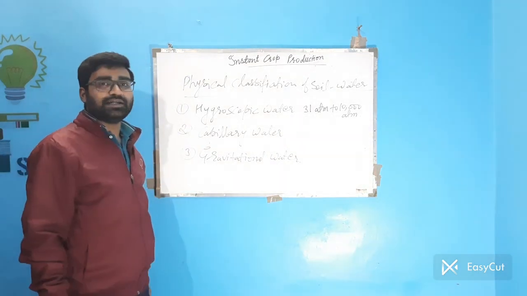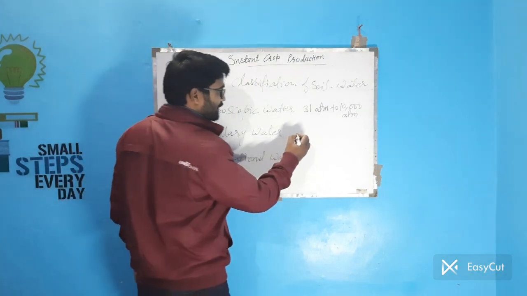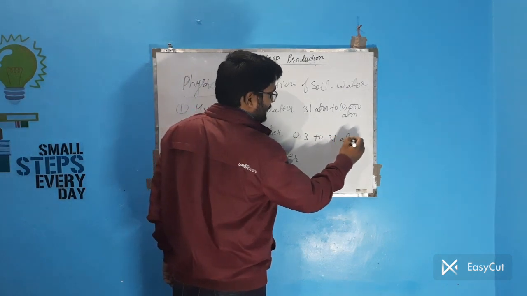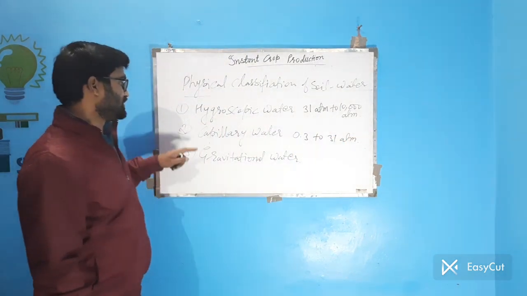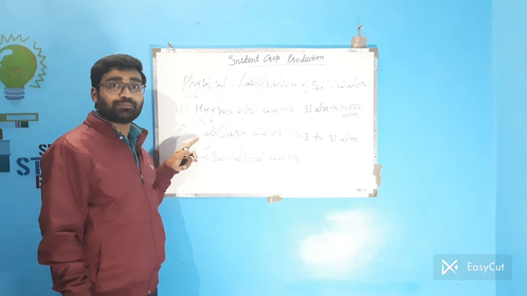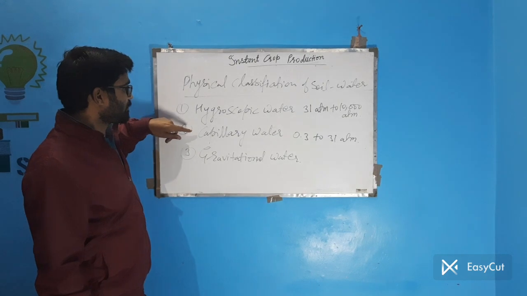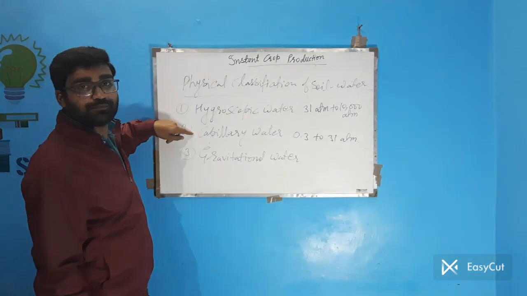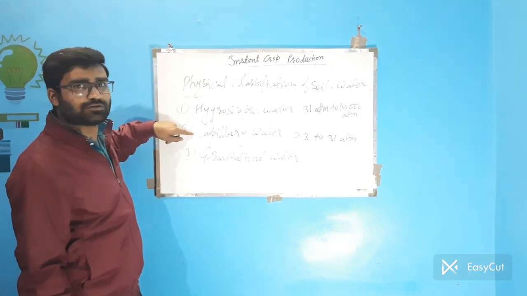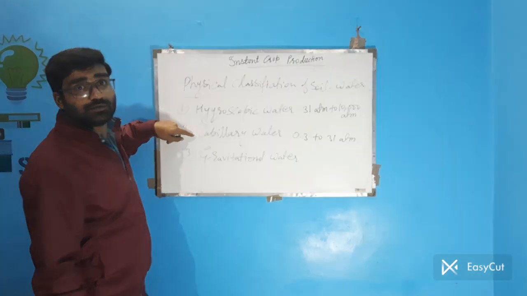Second one is the capillary water. This capillary water is held in soil between 0.3 to 31 atm. This capillary water is actually important for the growth of plants. It constitutes field capacity and permanent wilting point also. We will discuss these two points. What is field capacity, what is permanent wilting point, what is hygroscopic coefficient. We will discuss. This is important for plant growth.